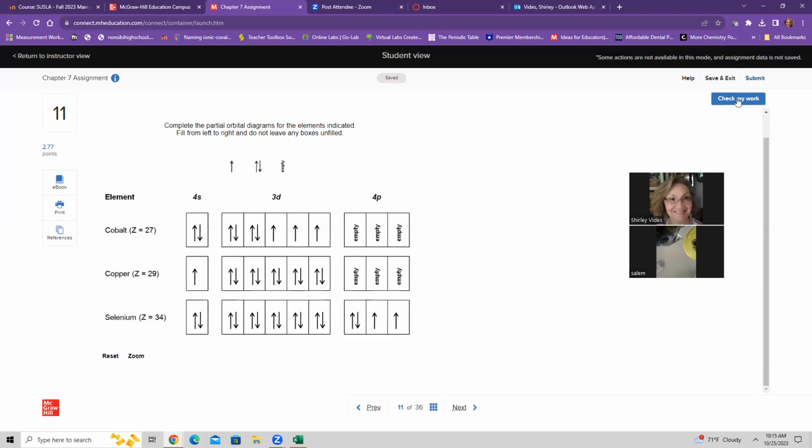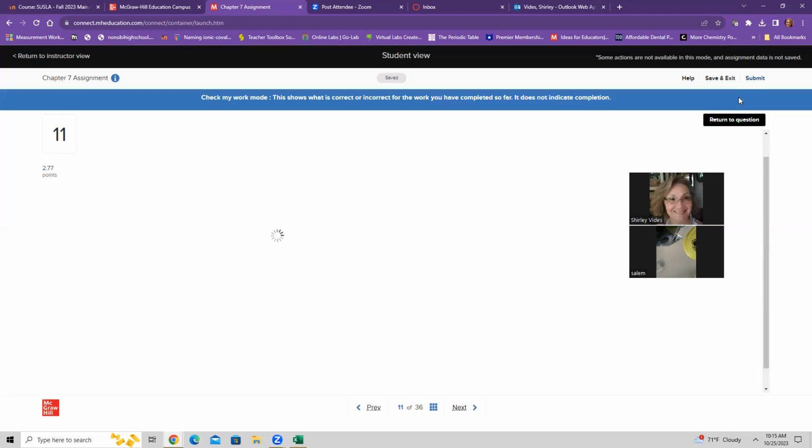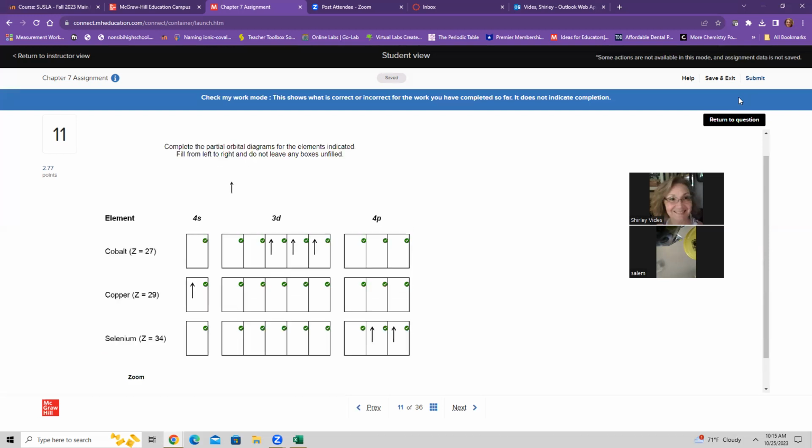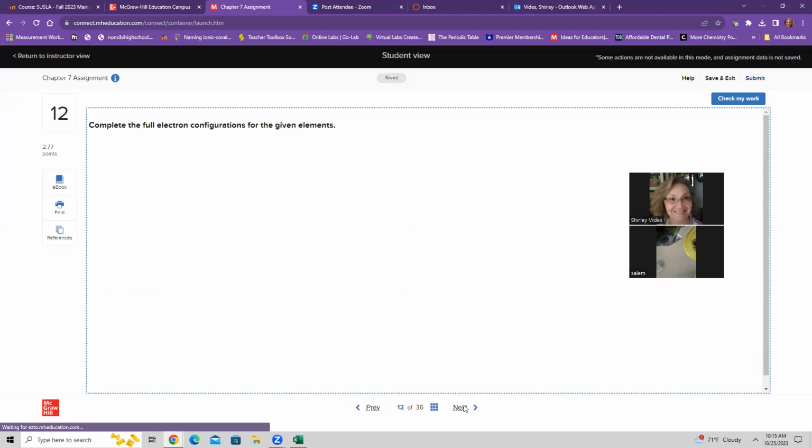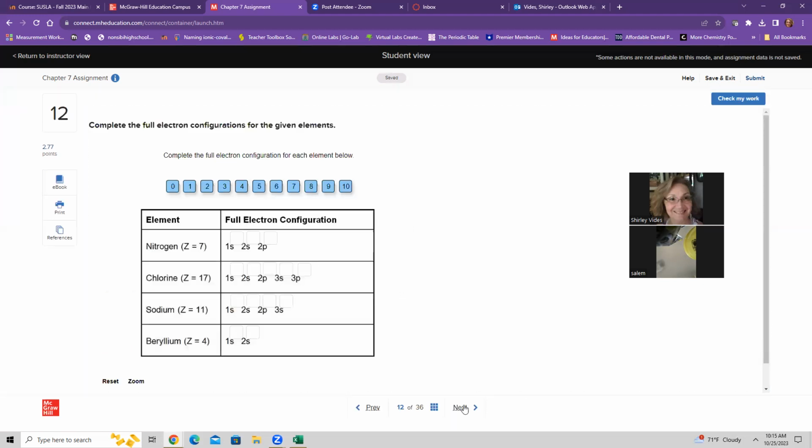All right, so check the work. Make sure it's correct. Should be. Yeah, see? And that's it. That was easy. That was just an orbital diagram. Okay, all I want you to do is put the 2's on there. So like nitrogen is 1s2, 2s2, and 2p3, I believe, because it's group 5.